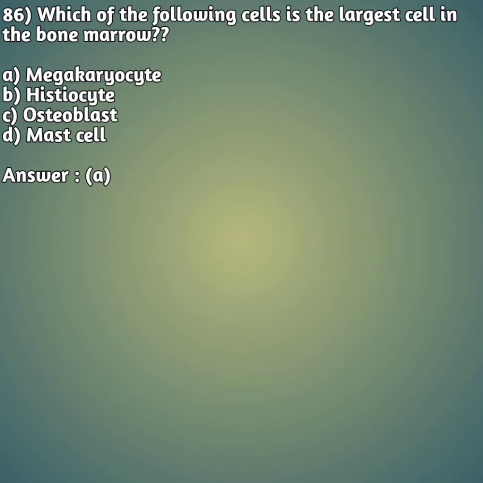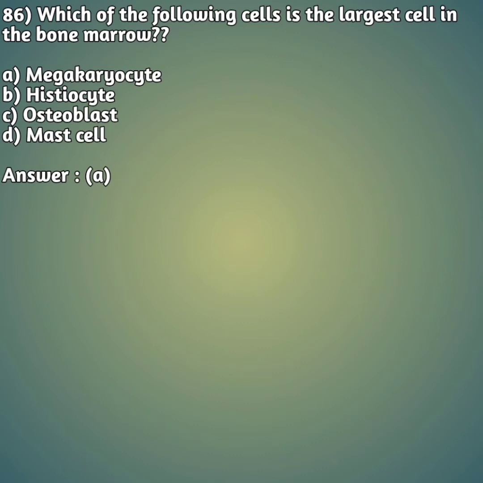Moving on to our 86th question. Which of the following cells is the largest cell in the bone marrow? Option A megakaryocyte, option B histiocyte, option C osteoblast, and option D mast cell. Friends, the right answer is A, megakaryocyte is the largest cell in the bone marrow.